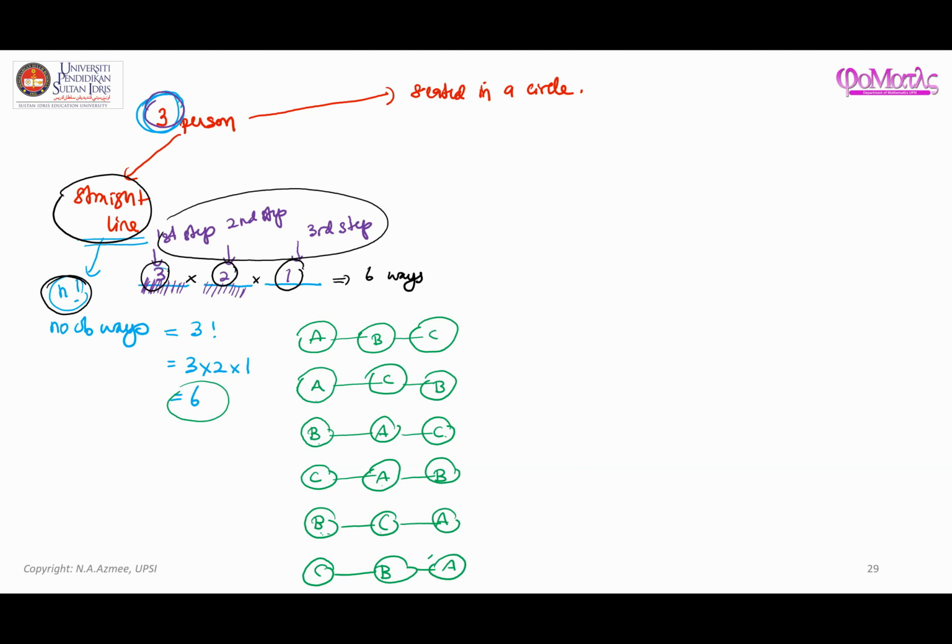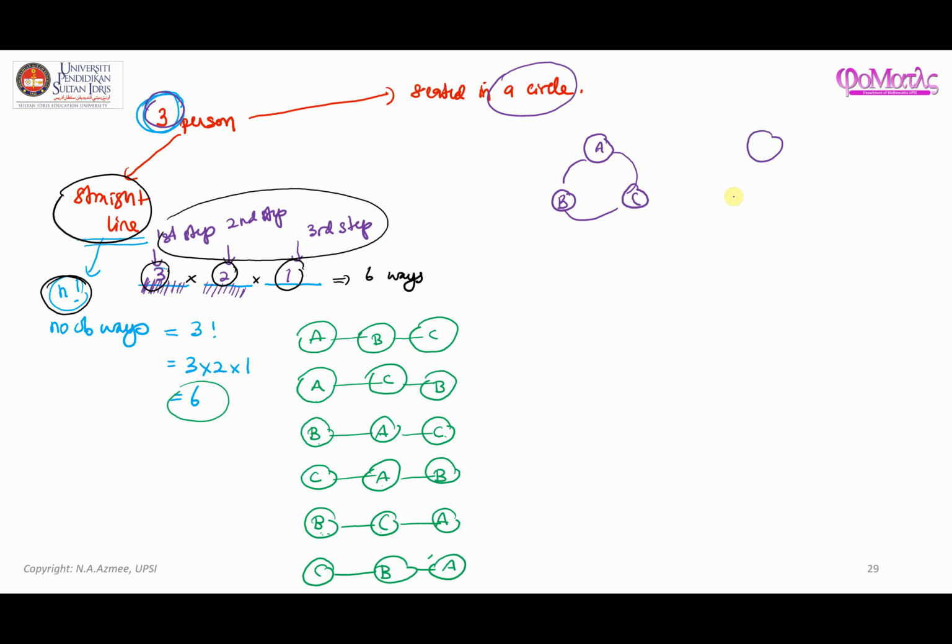So let us try to imagine this scenario, but it's going to be slightly different because now these people are going to be seated in a circle. Let us try to visualize how we can arrange these 3 of them in a circle. So here we have, for example, 3 people in the circle. So perhaps this is A, this is B, this is C.